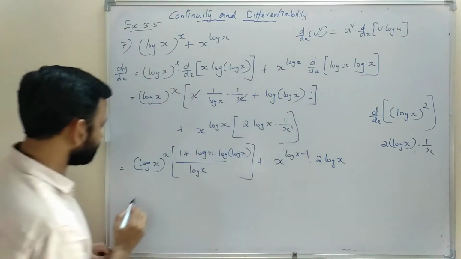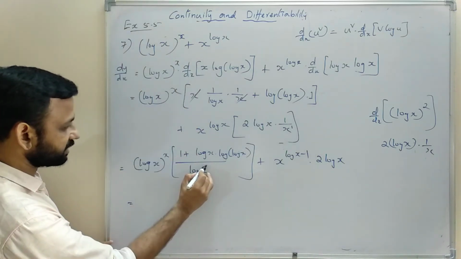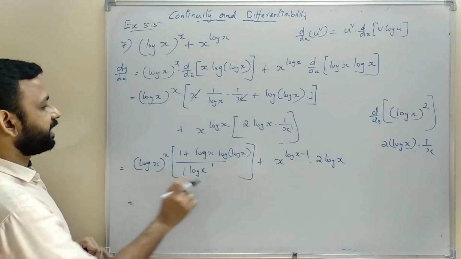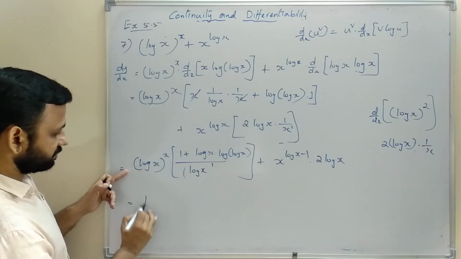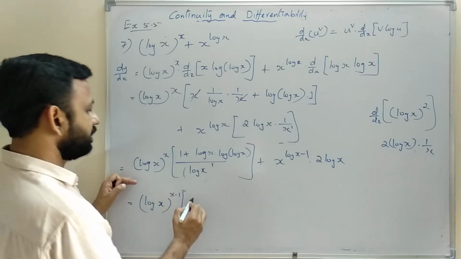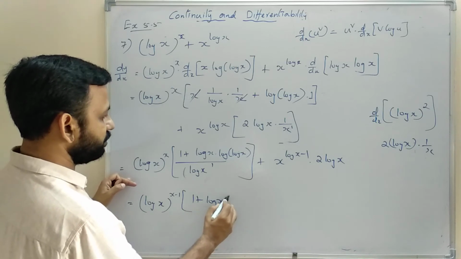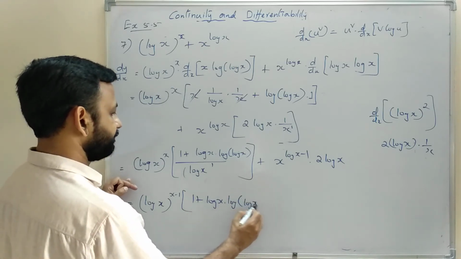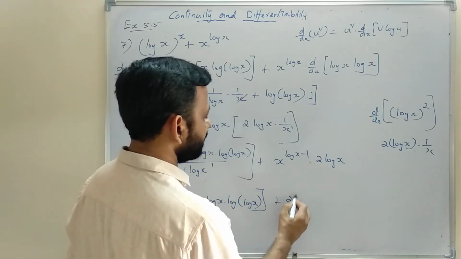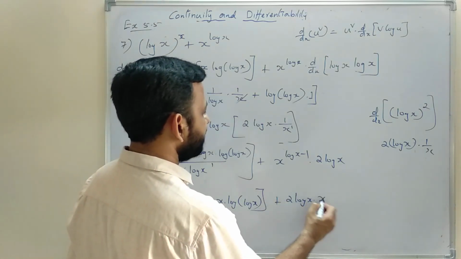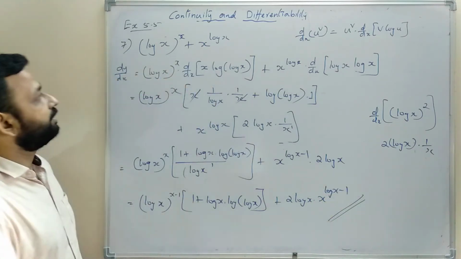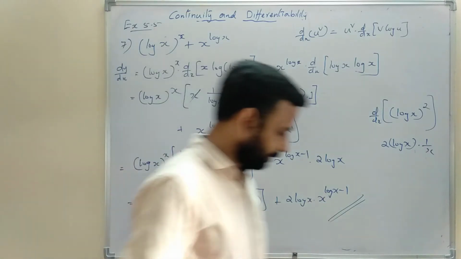Now we can write one more step, log x raised to x, here log x raised to the power 1. So bases are same, so we can write log x raised to the power x minus 1 in bracket 1 plus log x into log x, then plus we will write 2 log x first, 2 log x into x raised to log x minus 1. So this is the answer, derivative of question number 7.